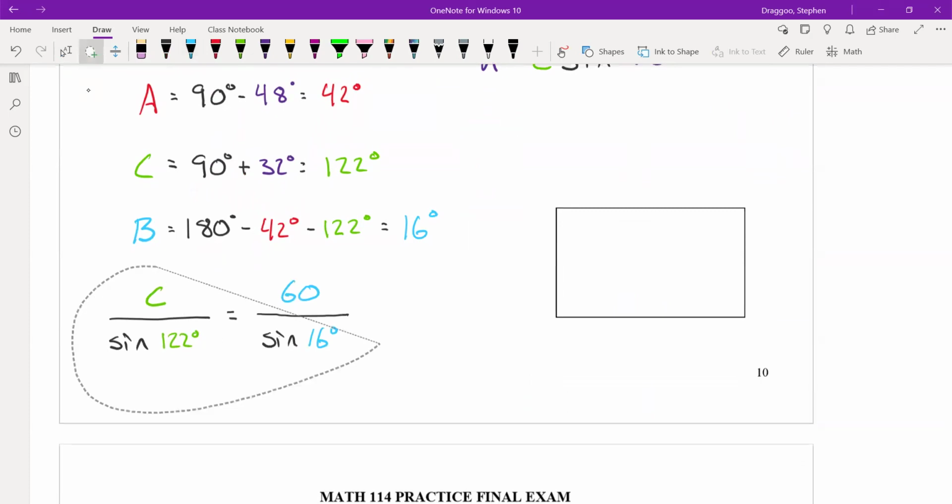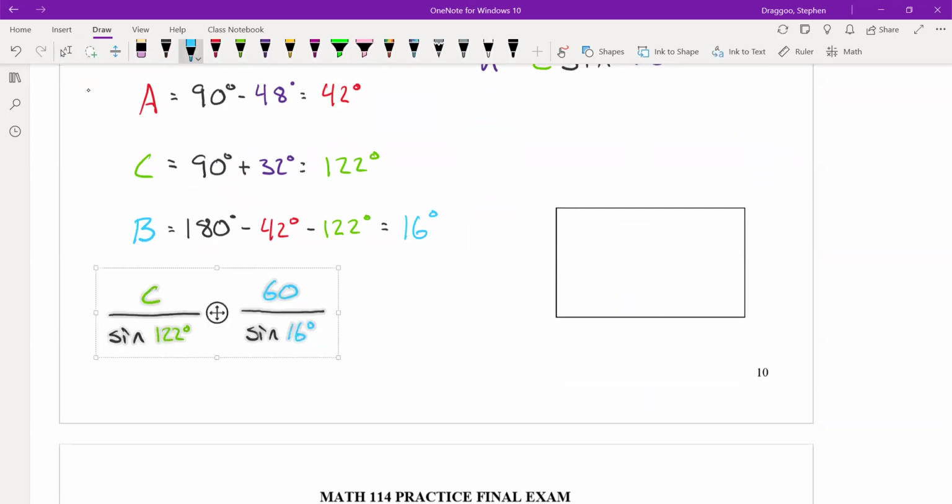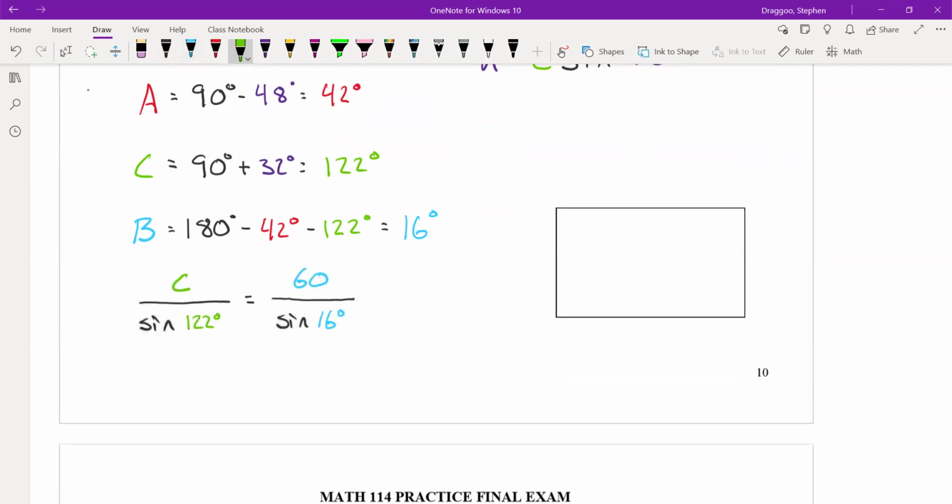Solve that around for C. Just shrink that down a tiny little bit so I've got space to write. C is going to be equal to 60 times the sine of 122 degrees divided by the sine of 16 degrees. Add a splash of color in here. Both of these values were from B.